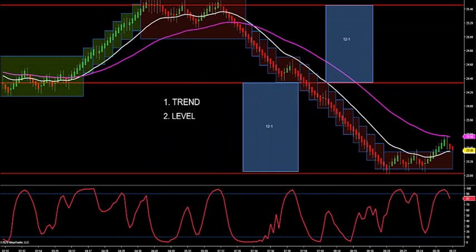So once we know the level, then I can look for what? Speed in the market. Now I want to see speed. I want to see some speed boxes come in the market. Speed is categorized by my trend boxes. So I know my trend is down. Now I want to see speed.